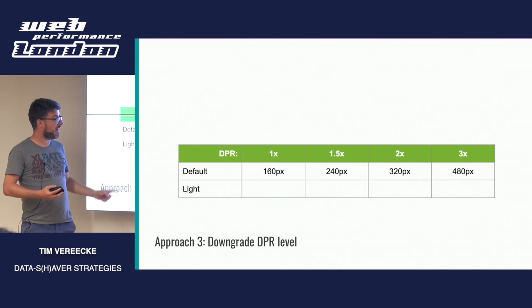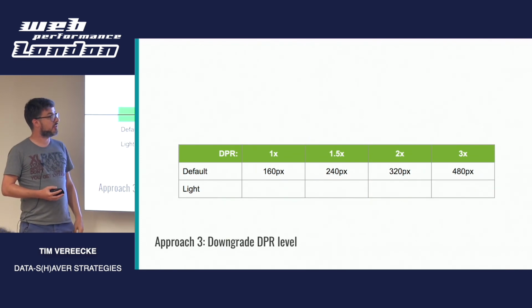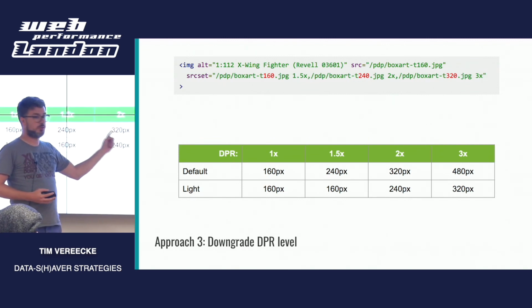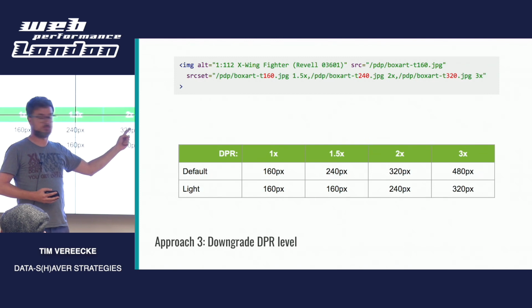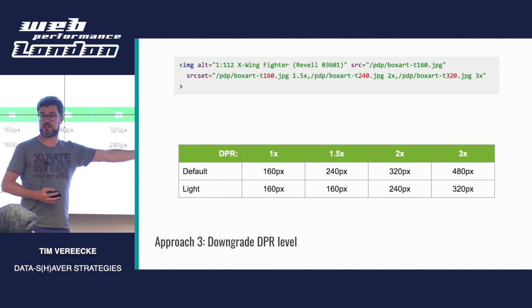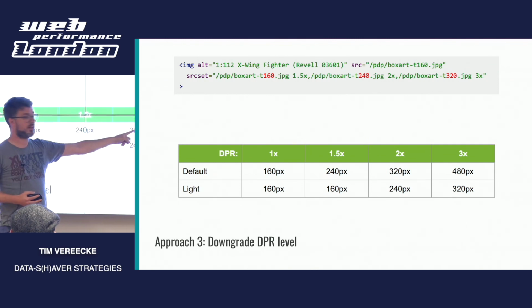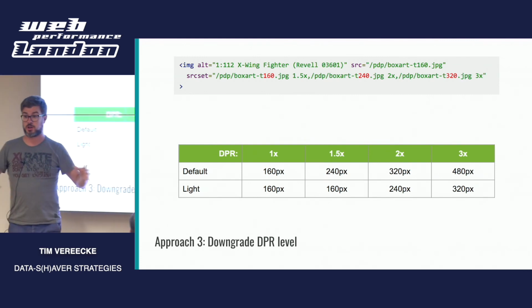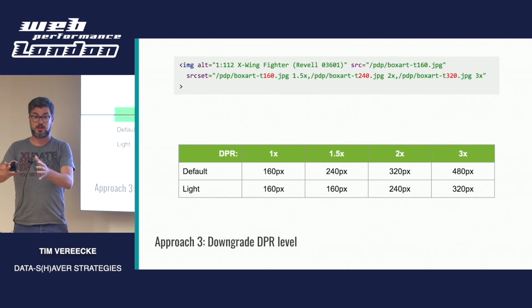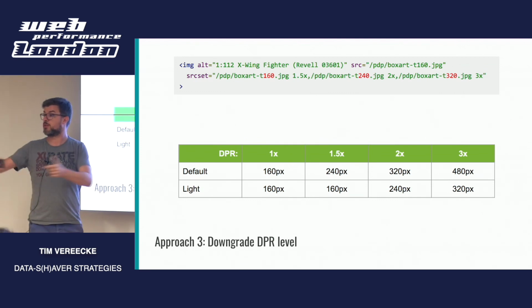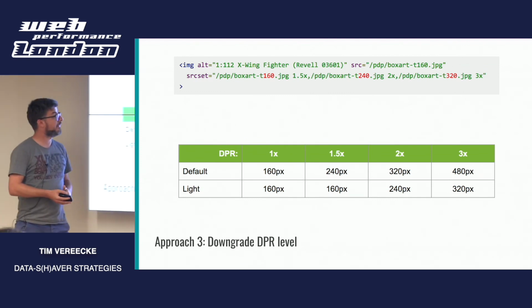So approach 3 is what I call downgrade quality. What this does is you basically reuse the previous DPR. So here 2x is normally 320 pixels. You serve that to the 3x version. The 2x version, instead of getting the 320 pixels version, you get the 240 pixels version. Now with this approach, you downgrade quality, but you reuse all your renditions, and you reuse, let's say, the cache keys on your CDN or in your Varnish or whatever that is.